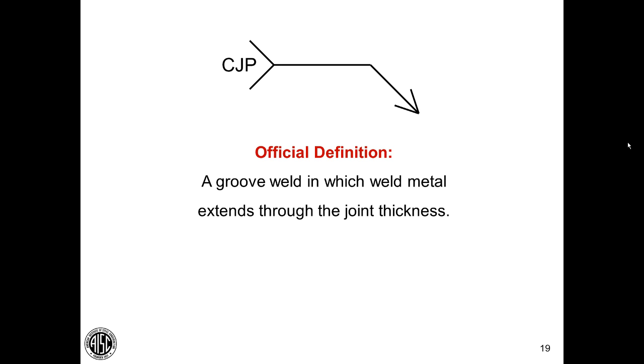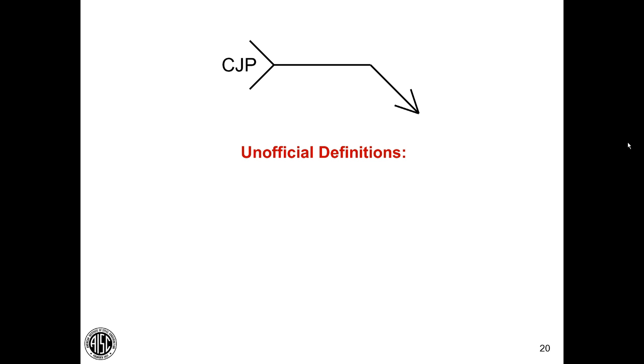Now that's the official definition. There are some unofficial definitions. These unofficial definitions tell us a little bit about the abuse. The first one I'd like to share is this: a weld specified JIC.